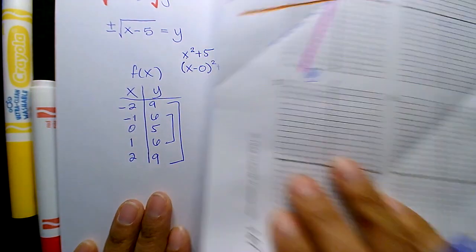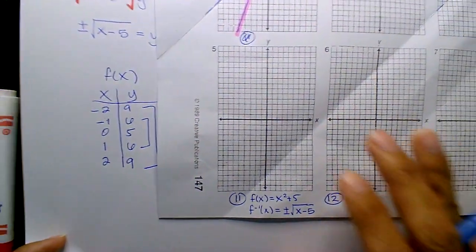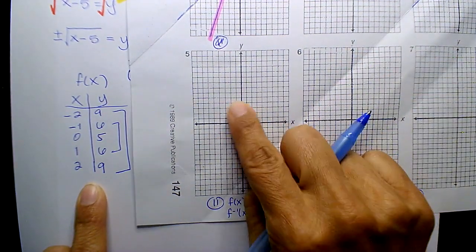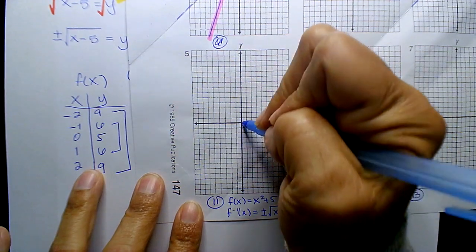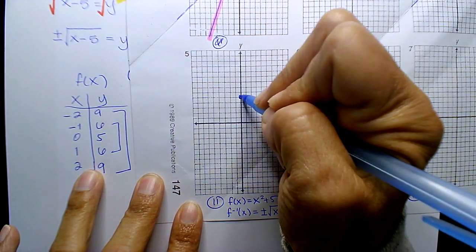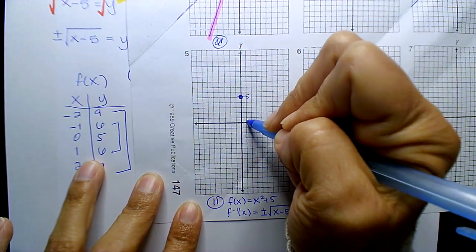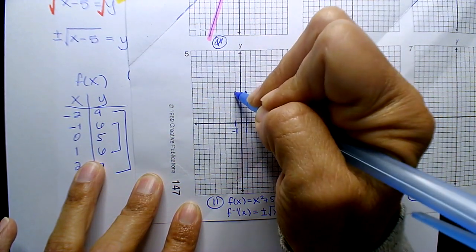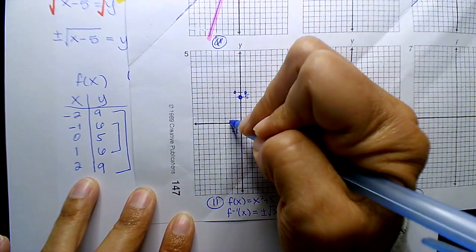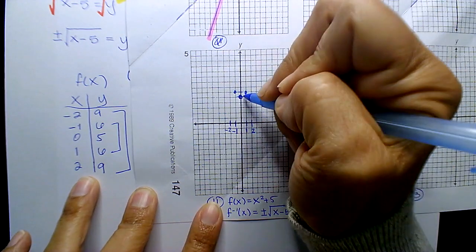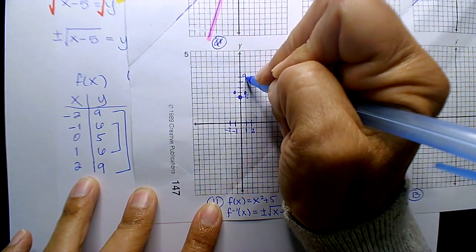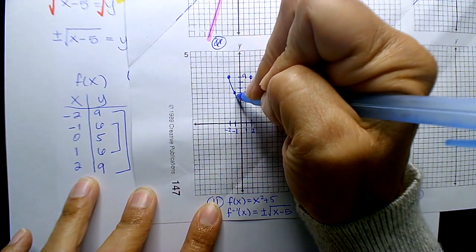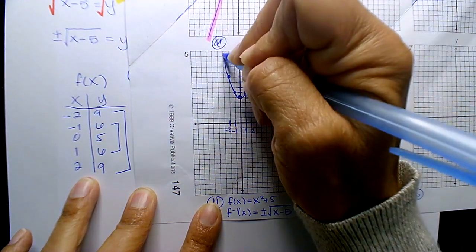Okay, I'm going to go to graph this. So I grab my... and the numbers aren't big, so we're just going to do increments of 1, okay? So 0, 5, 1, 6, so -1, 6, and then 2, 9, and -2, 9. 5, 6, 7, 8, 9. And so this is my parabola.